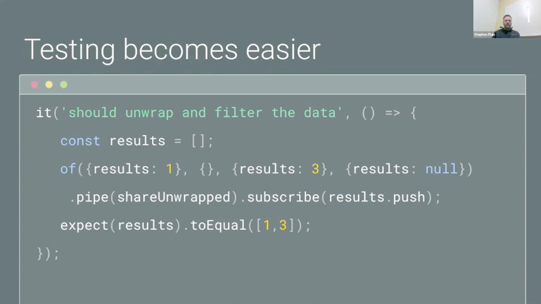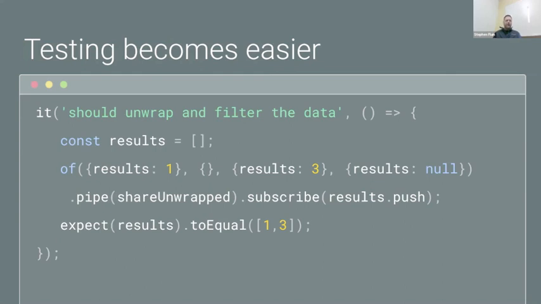I mentioned the testability of custom operators as being far superior to trying to do this in your component where you're actually consuming the data. So here's an example of if we took that shareUnwrapped operator and we wanted to test it. Because it's a separate operator, we can actually do it in isolation with just test data, all locally here. So we create an observable with results 1, an empty object, results 3, and results null.